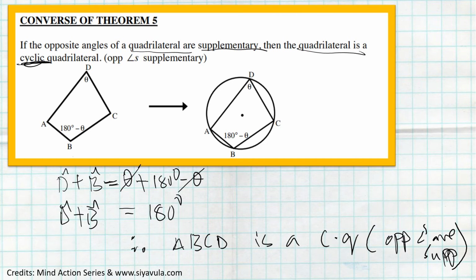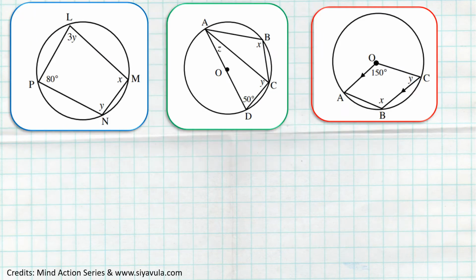Okay, let's quickly take a look at some examples to explore the theorem. So you are given 3 different diagrams. They want you to solve for the value of x and y. Okay, so let's start with the first diagram.